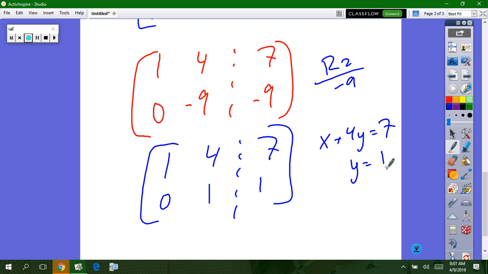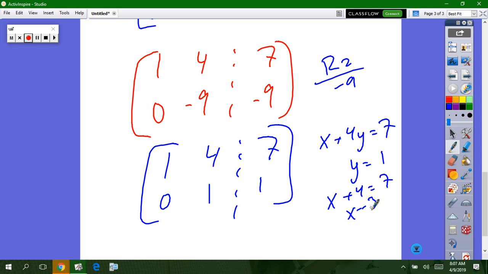Plug it back in. Right? Okay, so I'm going to go ahead and plug it back in. I get X plus 4 equals 7. So X is 3, and there I have my solution. But there's another way that I could find my solution. I'm going to stop here.